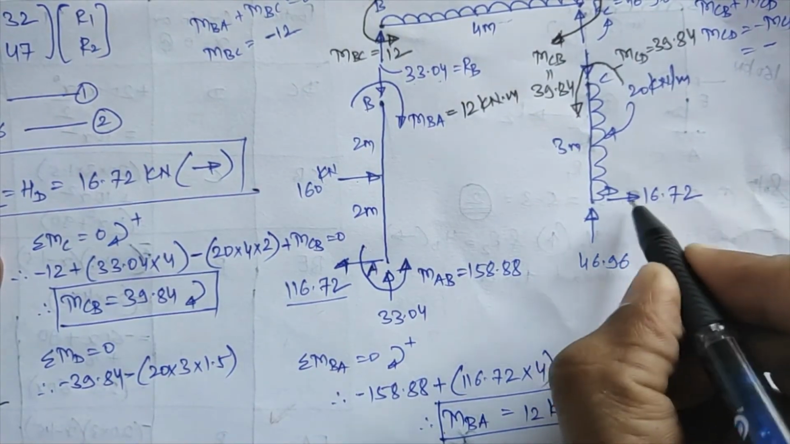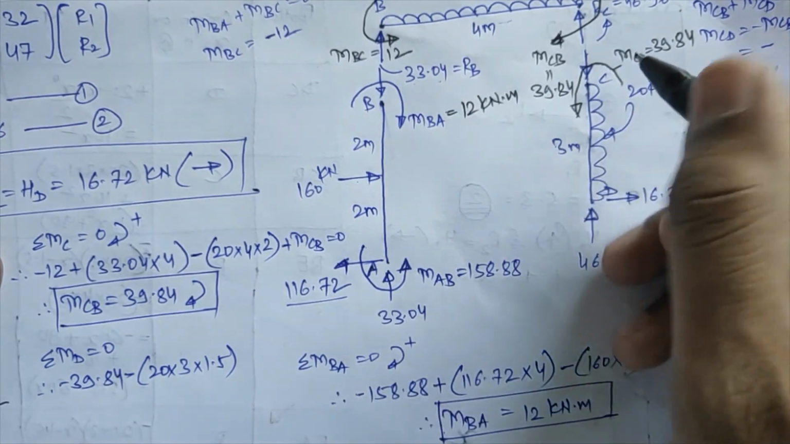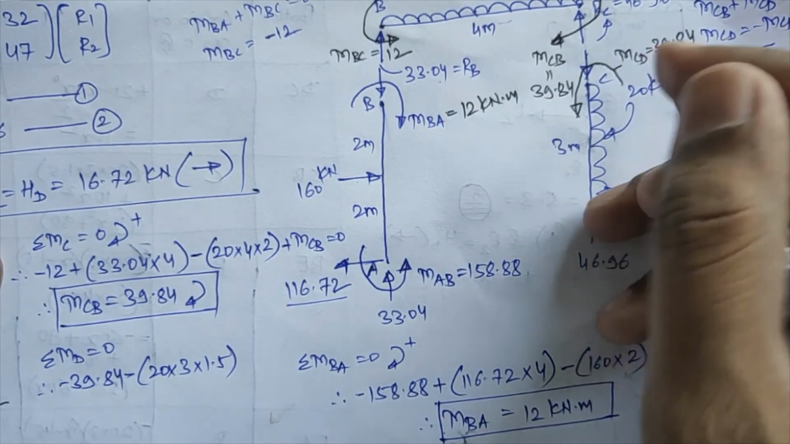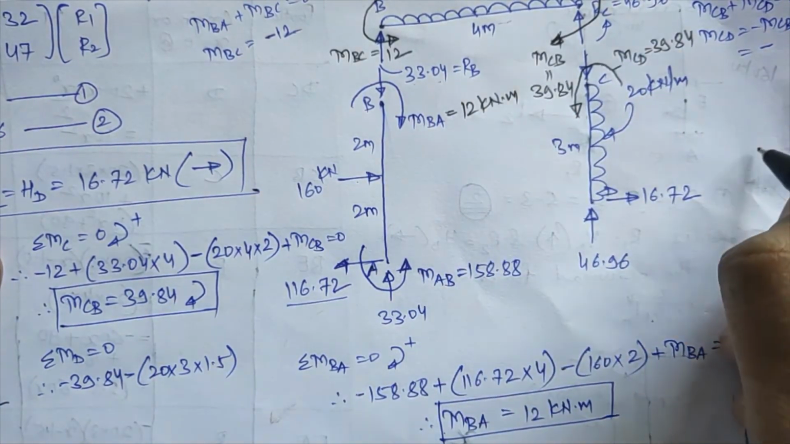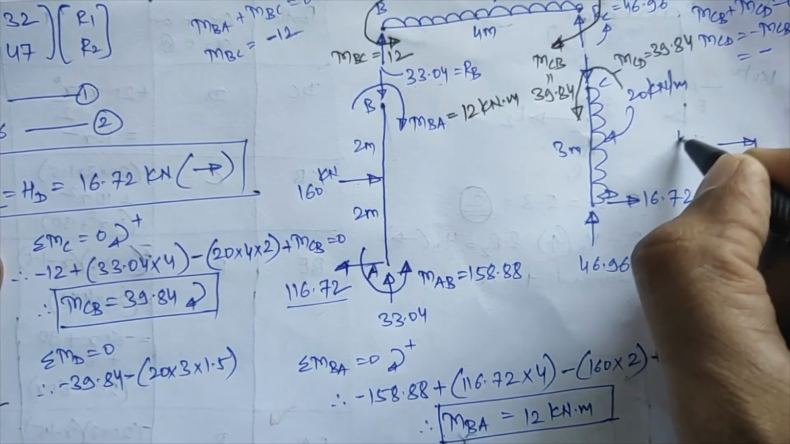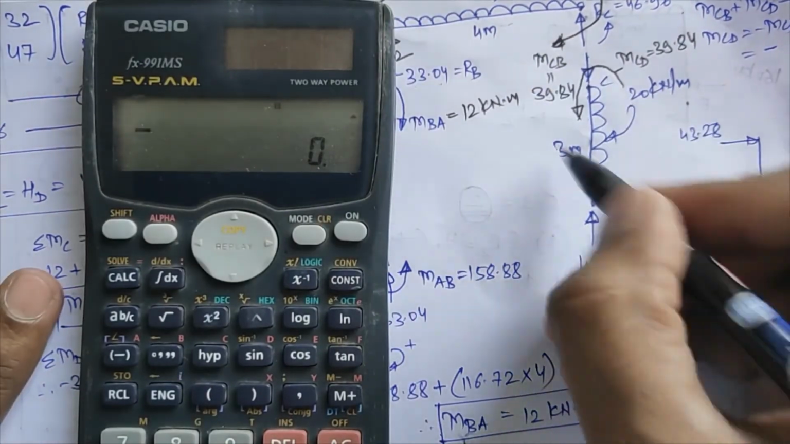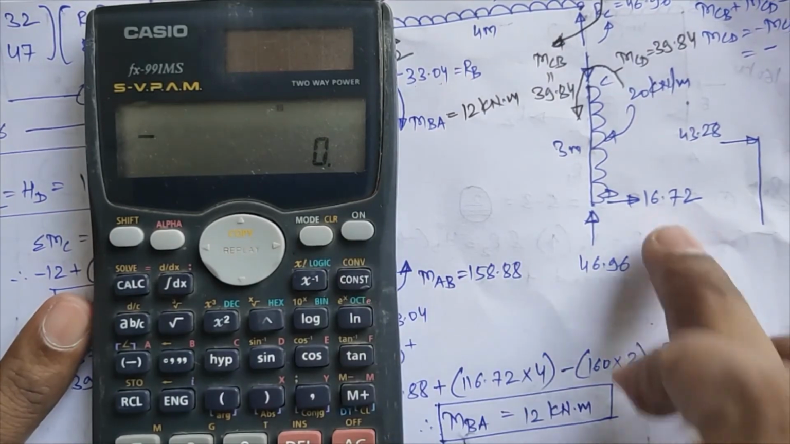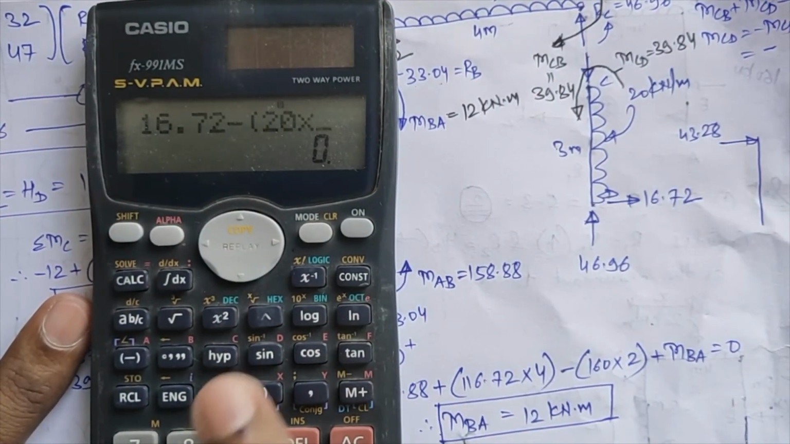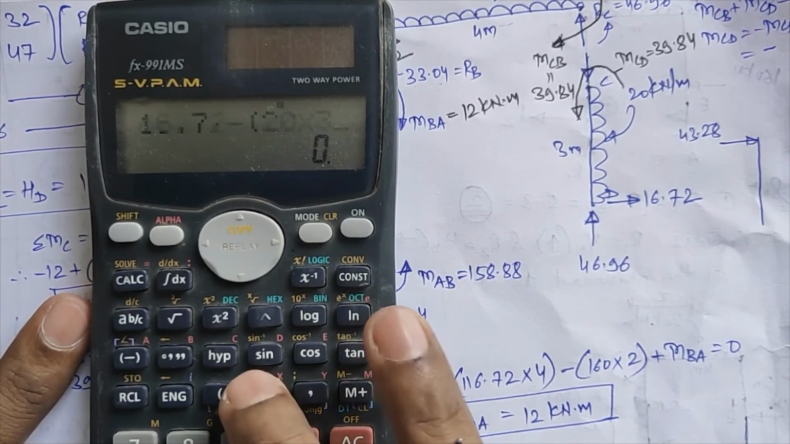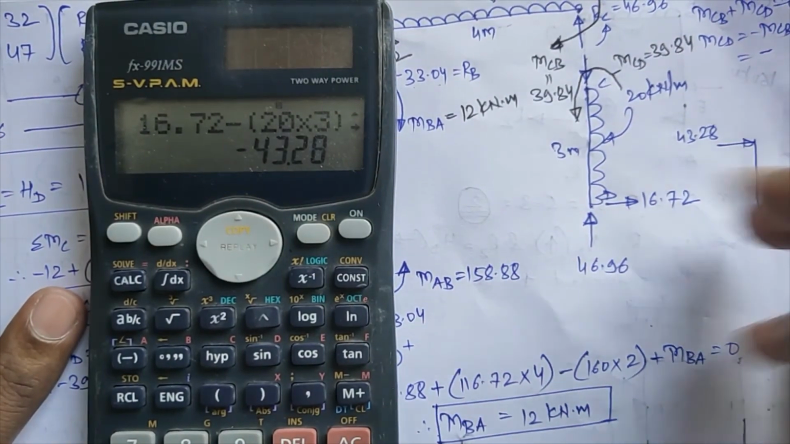What is remaining more? This 16.72, whatever is given, we can calculate this force over here. Here I am not having more space, so I will write it here. This HC I am getting as 43.28. How did I get this 43.28? If I apply the Fx condition, I get plus 16.72 minus the UDL, which is 20 into 3. So I am getting 43.28, positive towards the rightward direction.